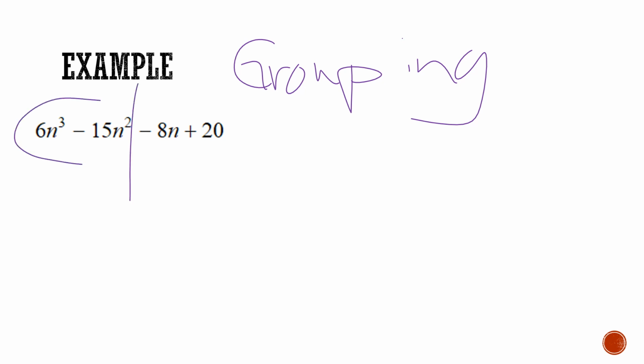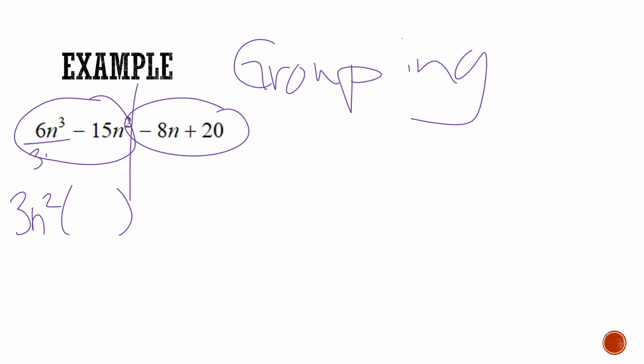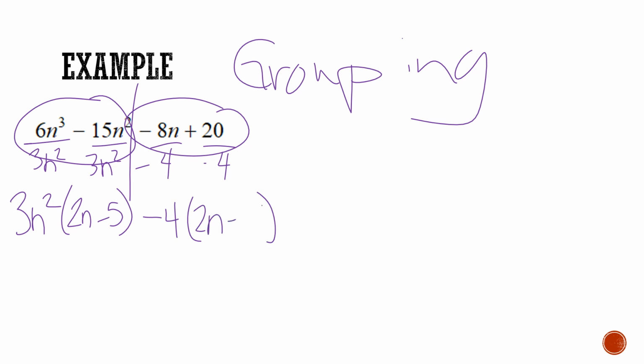So split that in half so that I have my first problem and my second problem. On the front here, they have 3n squared in common, so I'm going to divide by 3n squared. And I get 2n minus 5. Okay, over here, they have 4 in common, so I'm going to divide by negative 4. So I get 2n minus 5.